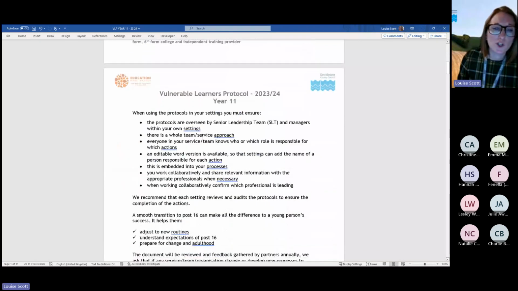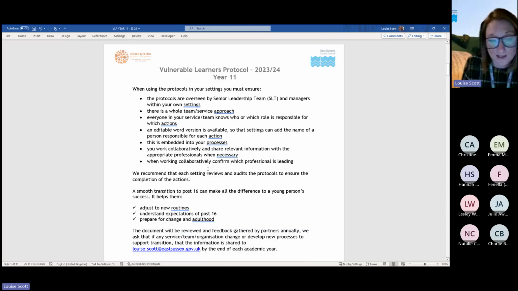Then we move on to using the protocol in your setting. Again, this is in all protocols, and this is best practice. I'm not going to go through all of this, and we will talk about how you use it in your setting shortly. But we've highlighted what we feel is the best approach, with things like a whole team service approach, embedded into your processes.